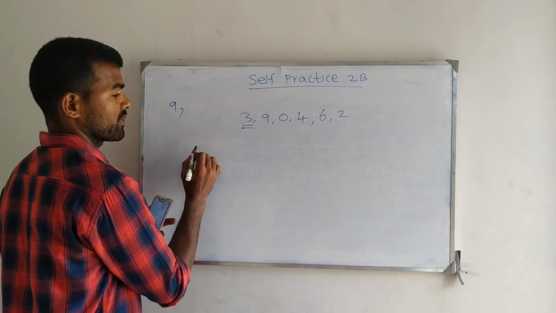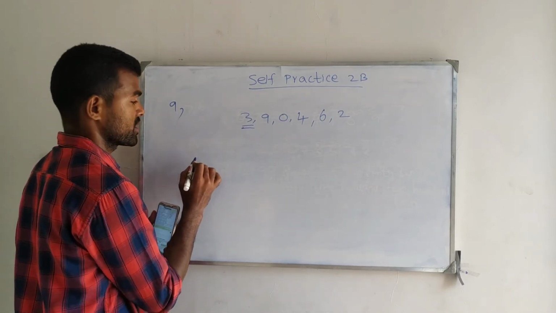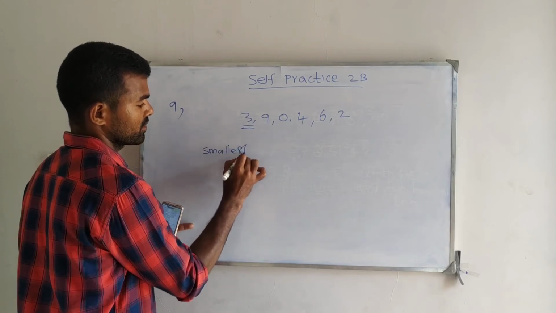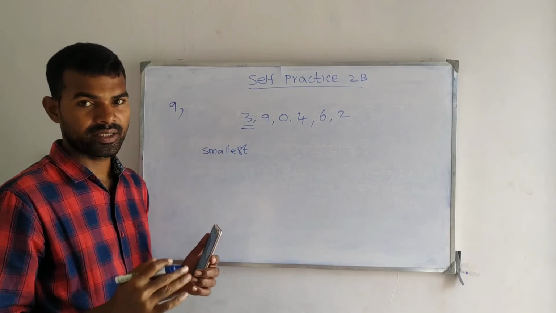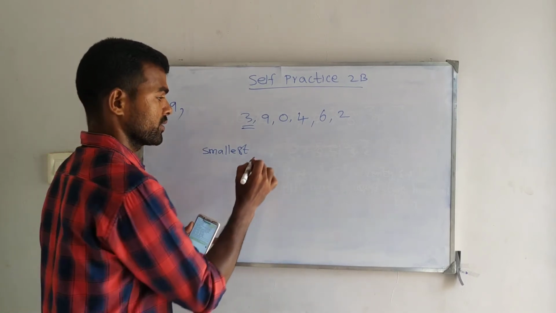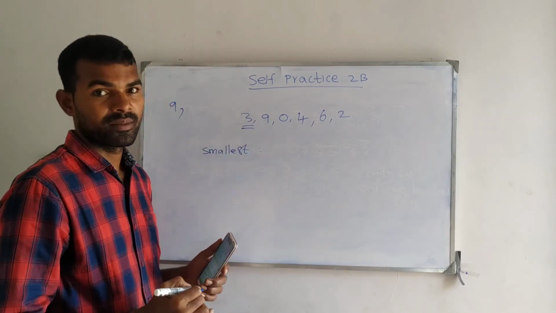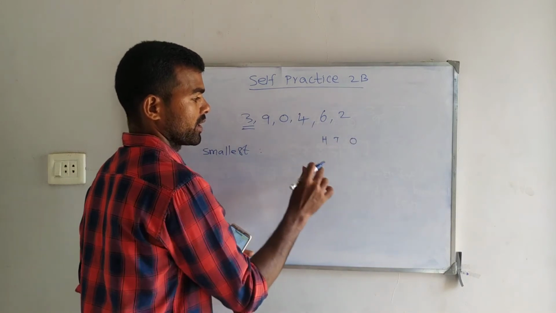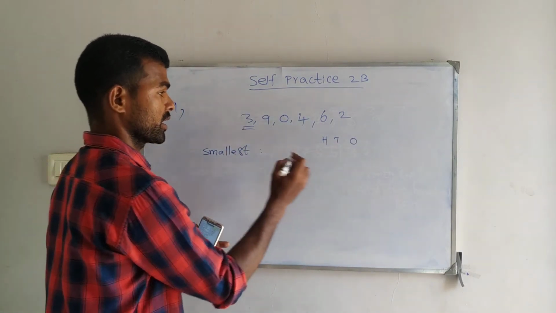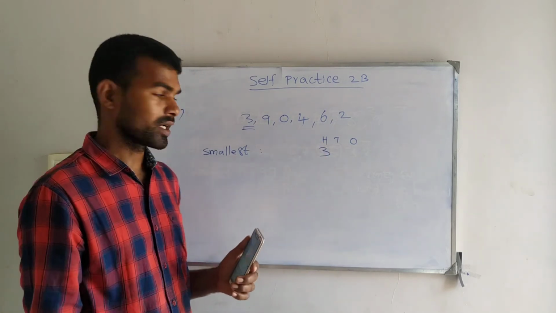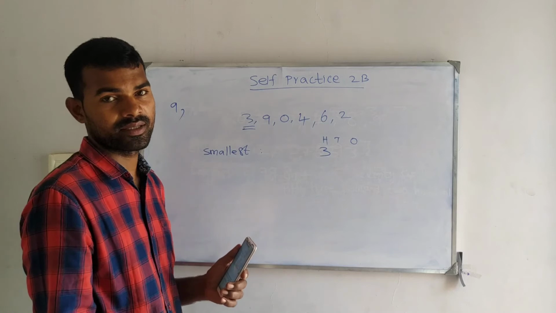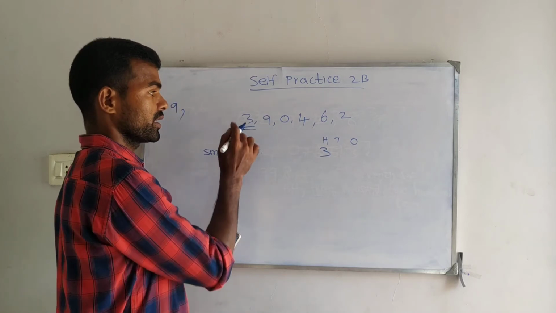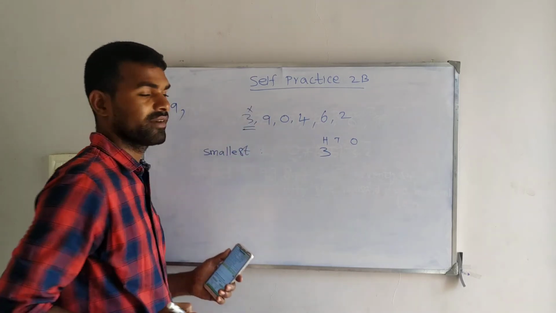So let us write the smallest number first. How will we write the smallest number? We will write it in ascending order. But they told you the 100th place, which digit will come? 3. In the 100th place, 3 will come. Okay, next we will write the other digits.